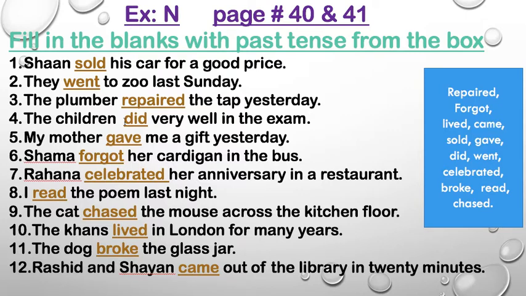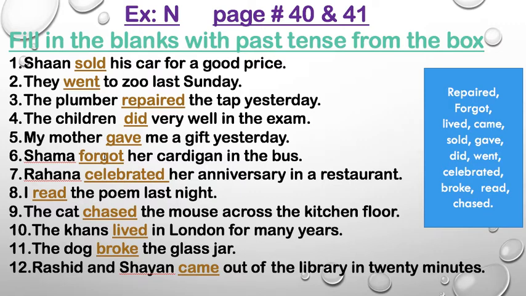Next, fourth one, the children did very well in the exam. So do is the present form of did. We are changing do to did in order to make it a past tense. So again, it is an irregular verb, isn't it? Next, my mother gave me a gift yesterday. So gave, what is the present tense of gave? Give. Give is changed to gave in order to make it a past tense. And again, it is an irregular verb, isn't it?